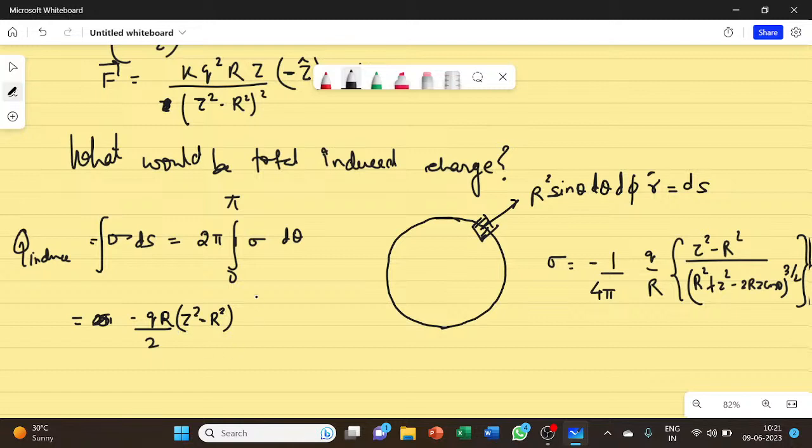And now I have to integrate from 0 to pi. The sine theta would survive, so sine theta d theta divided by (r square plus z square minus 2rz cos theta) whole raised to power 3 by 2. So how to integrate it?